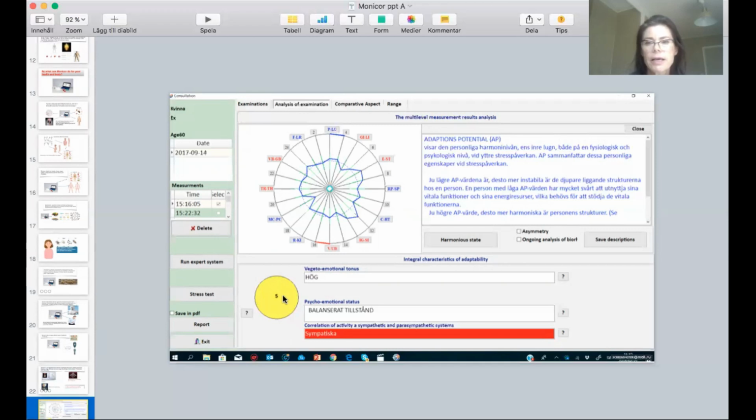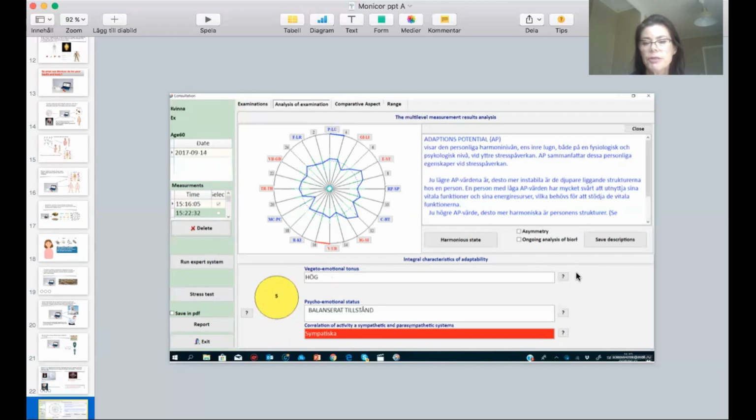And this is a scale from green, then to yellow, then to pink, then to red. And you want to stay in the green. So this person has an average adaptation potential, you could say. And you can also see the emotional tonus of the person. In this case it is high.